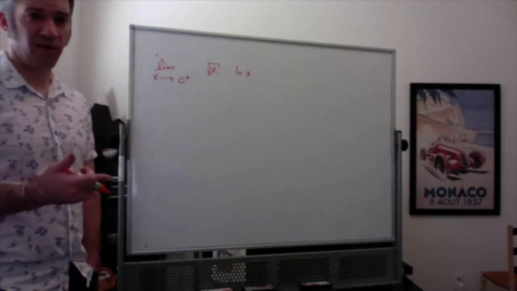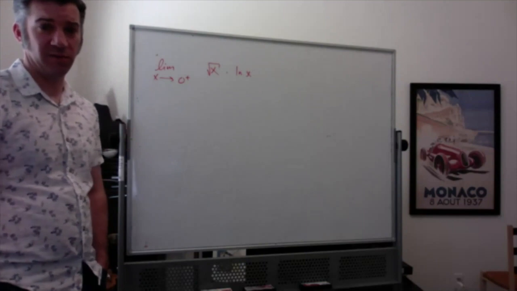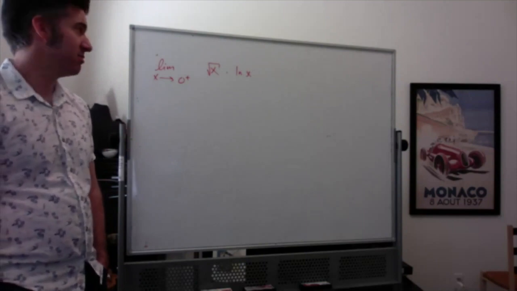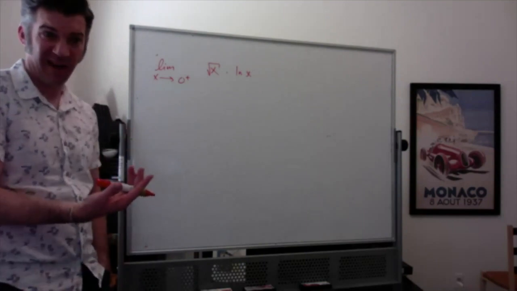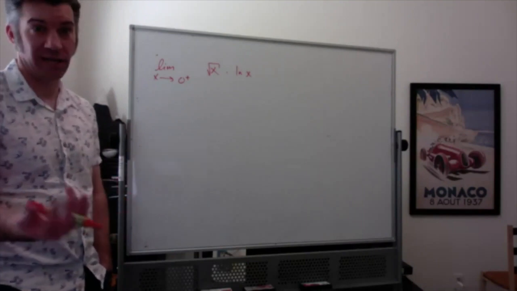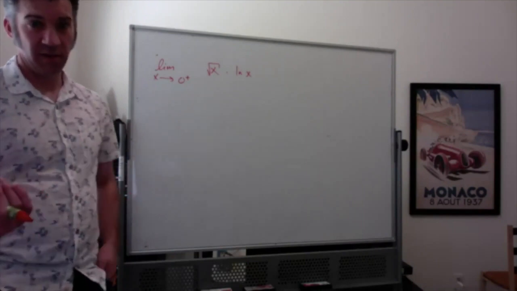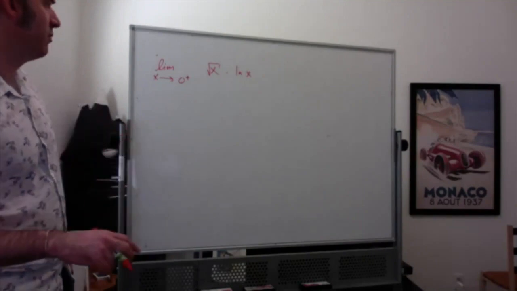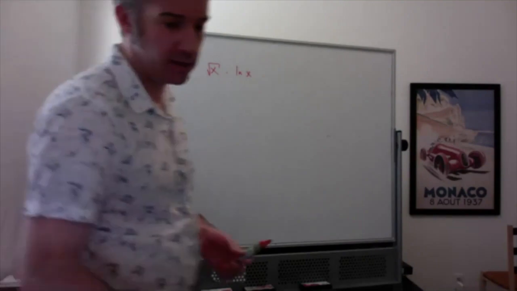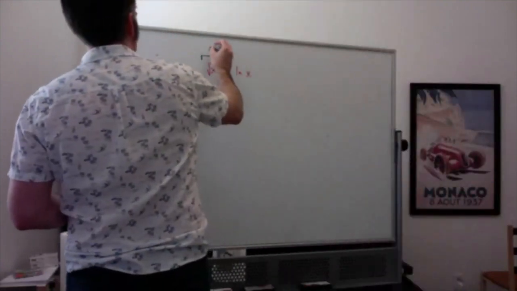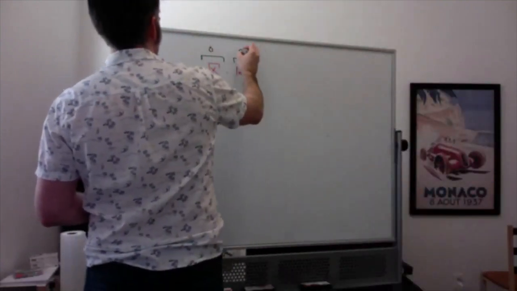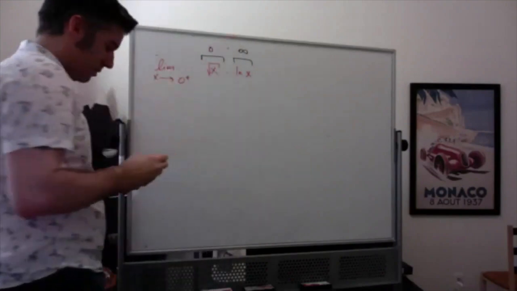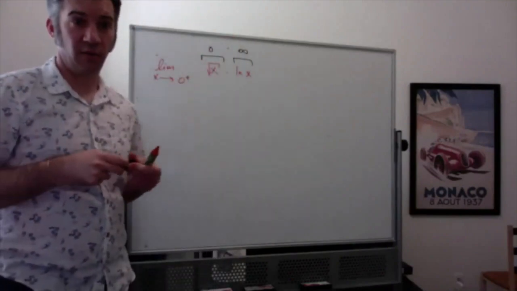So first of all, I definitely can't use L'Hopital's rule yet. This is not a fraction. You can't use L'Hopital's rule if you don't have a fraction, specifically a 0 over 0 or infinity over infinity type of fraction. But I will point out that this is a 0 times infinity type, which is another indeterminate form.